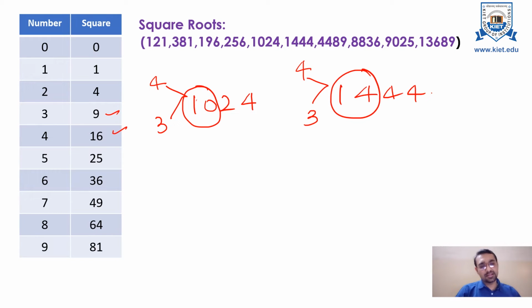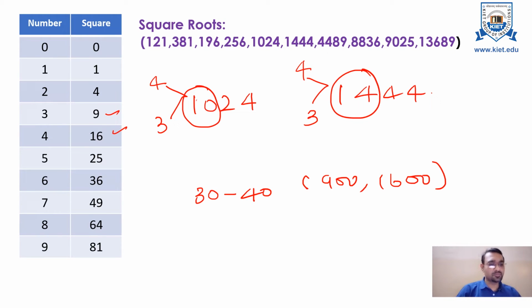So I can say the square root must lie between 30 and 40, because the square of 30 is 900 and the square of 40 is 1600, and these numbers are greater than 900 but smaller than 1600. So I can say the square root must lie between 30 and 40. Now we will try to predict the unit digit of the number.